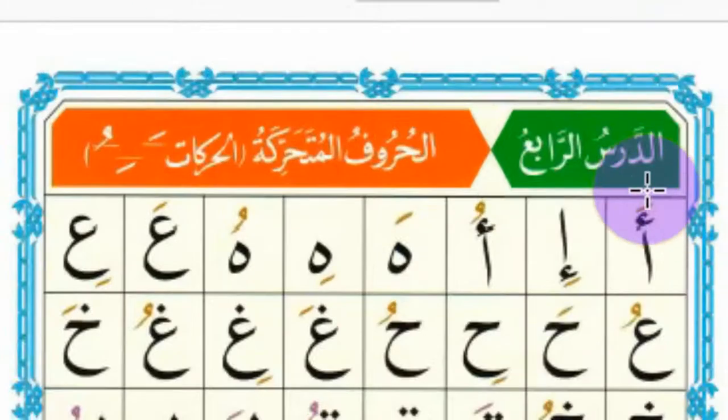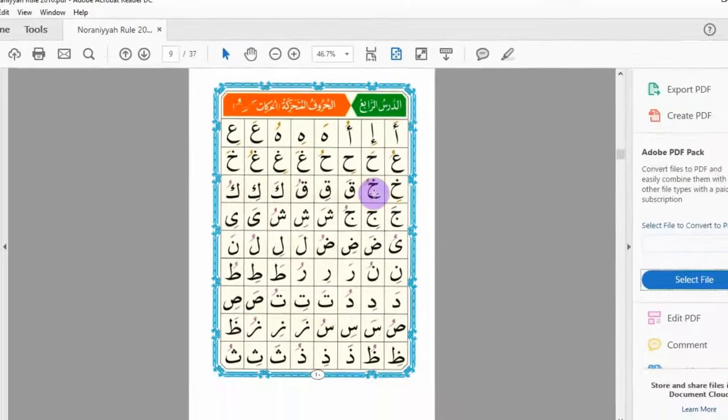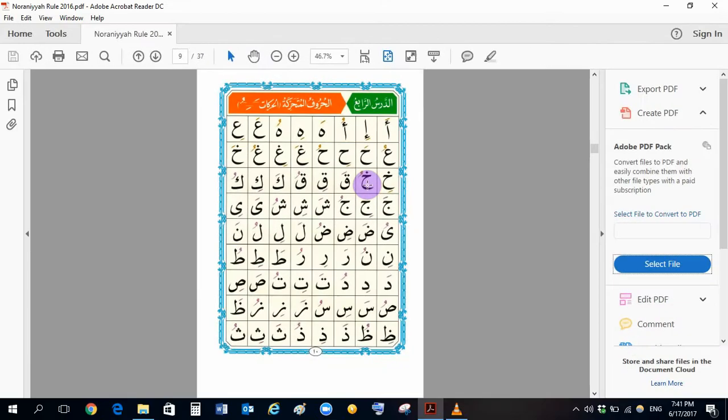Lesson number 4, الدرس الرابع. The title is الحروف المتحركة الحركات فتحة كسرة and then ضمة. This is about the letters and how they are pronounced when they are combined with the harakat, the short vowels, which are a, i, and u.